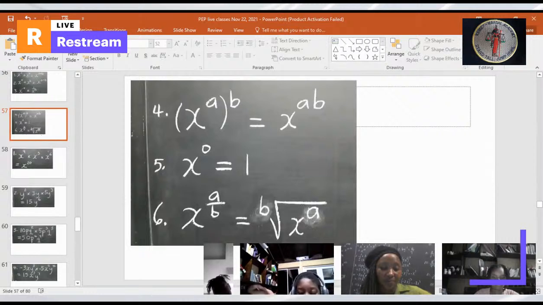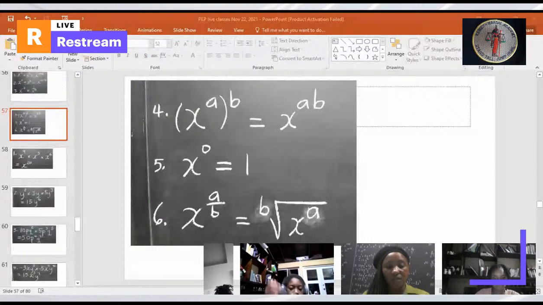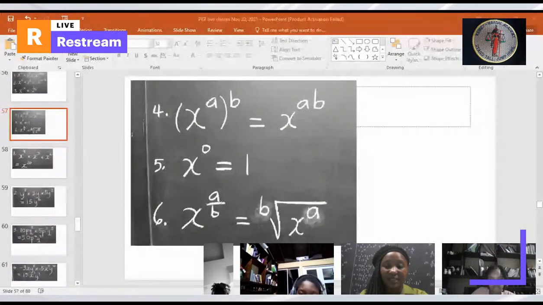Number 4. What we're doing here is raising a power to a power. So x base, in the bracket, is raised to the power of a, and then the whole of that is also being raised to the power of b. Whenever you have that happening, keep the base and multiply the power.